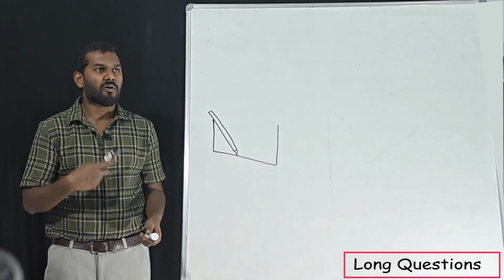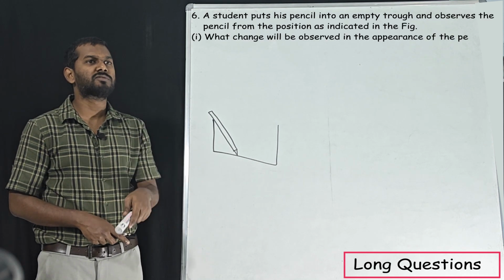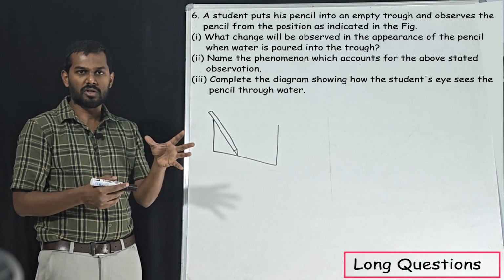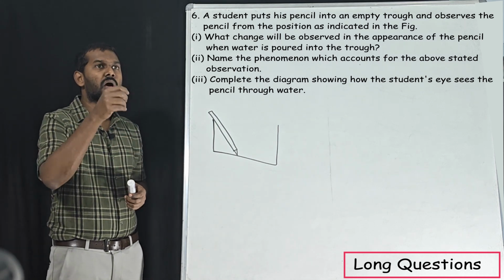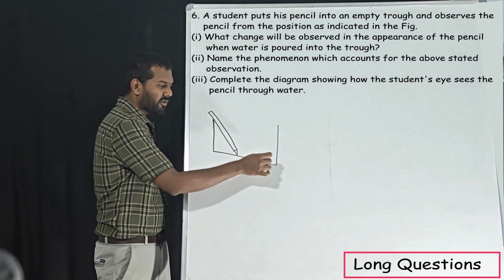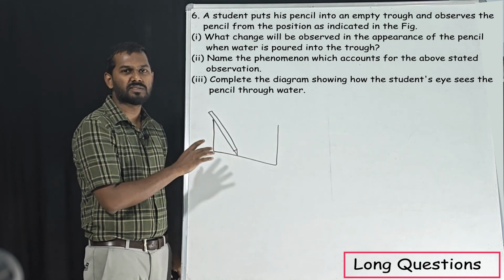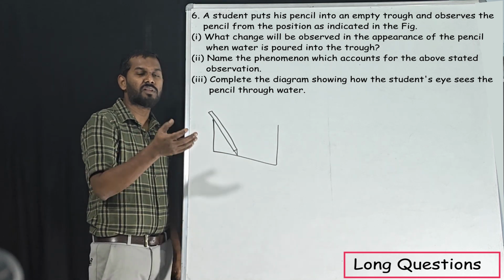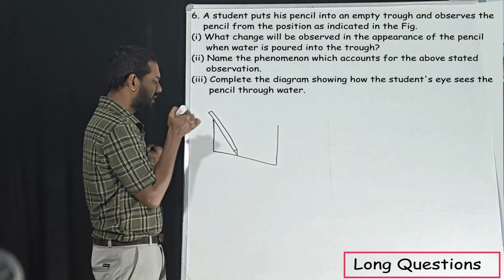This is the diagram. Our next question: a student puts his pencil into an empty trough and observes the pencil from the position as indicated in the figure. Now this is the concept. We are going to understand the question. What change will be observed in the appearance of the pencil when water is poured into the trough? Listen. Now it is empty. The trough, or you can assume it as an aquarium, is completely empty. Whatever we see now is the actual length of the pencil. Now what they are asking is what change will be observed when this aquarium or trough is filled with water.